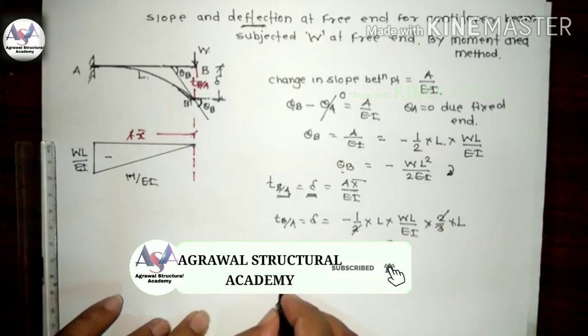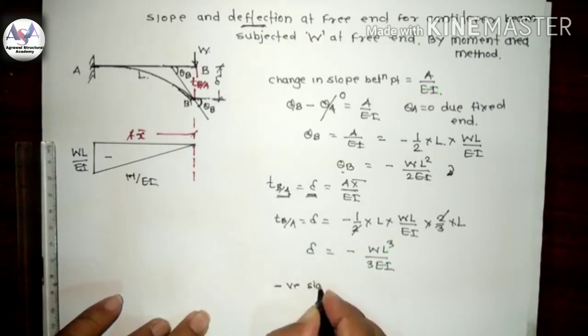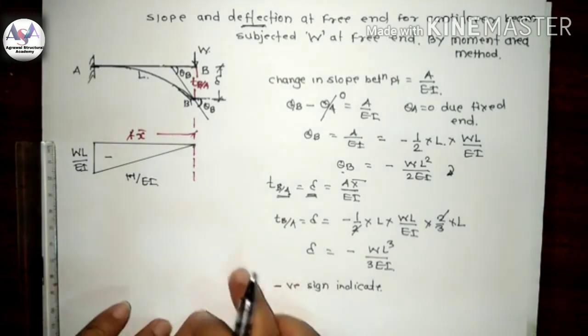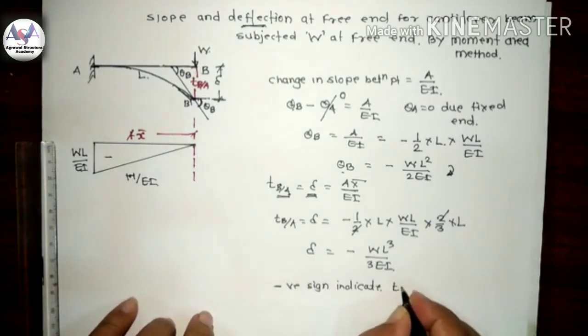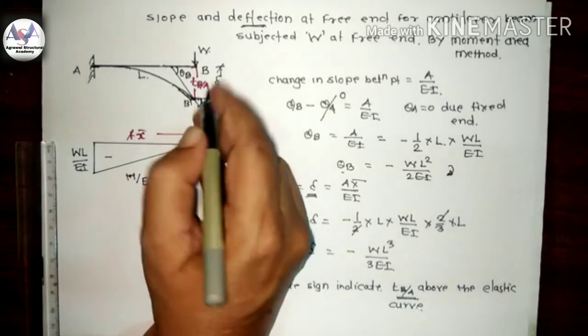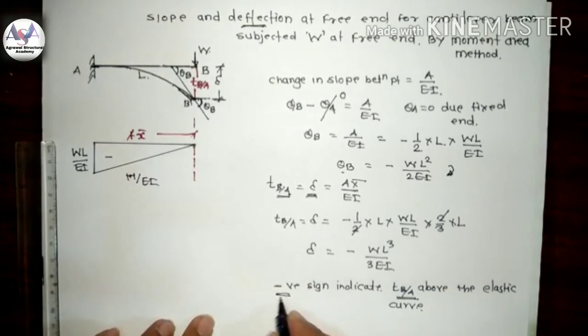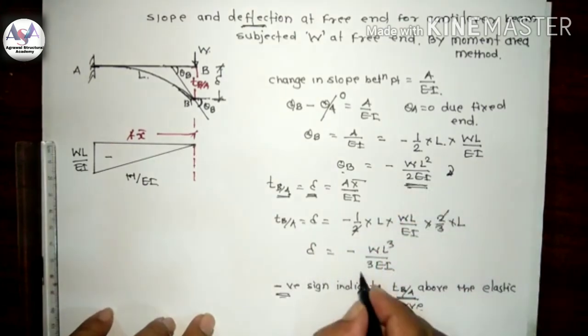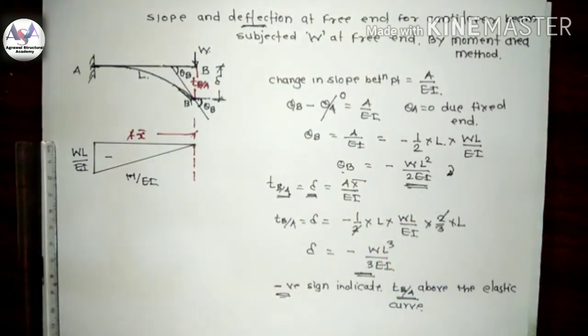This negative sign indicates that TBA is above the elastic curve, that is why the sign is minus. So we got the value of the slope and this deflection. Thank you.